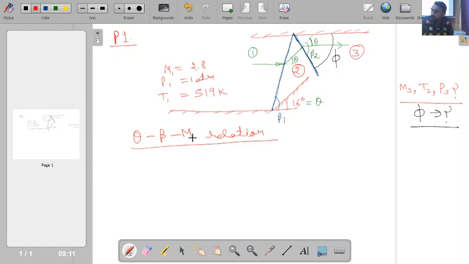So M1 is known, and theta is also given as 16 degrees. So theta is also known to us. If we substitute these two in our theta-beta-M relation, because beta I cannot explicitly find out, I have to do some iterative procedure. Another possibility is that, in place of going into this relation, I directly go to the theta-beta diagram, where I will have some lines like this.